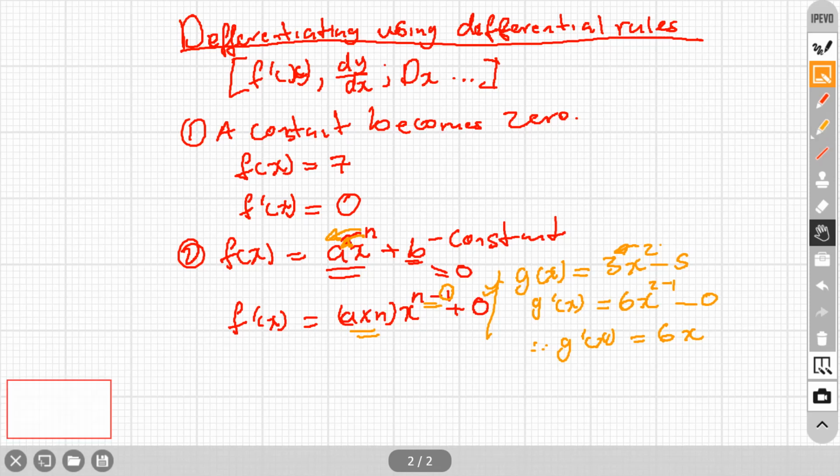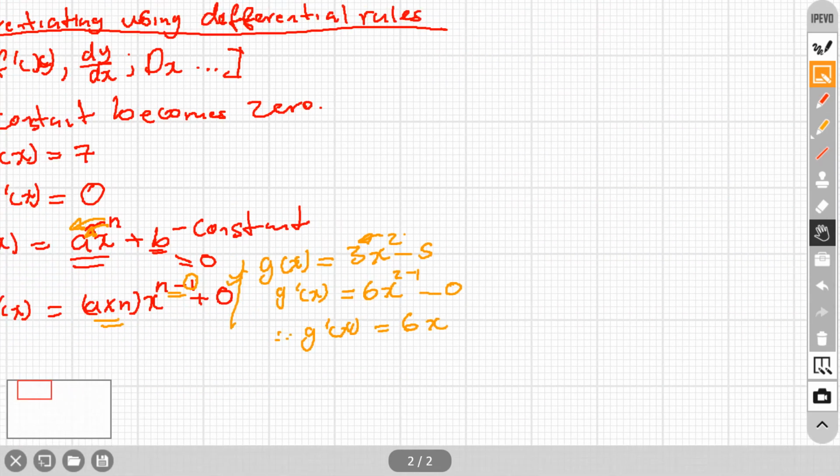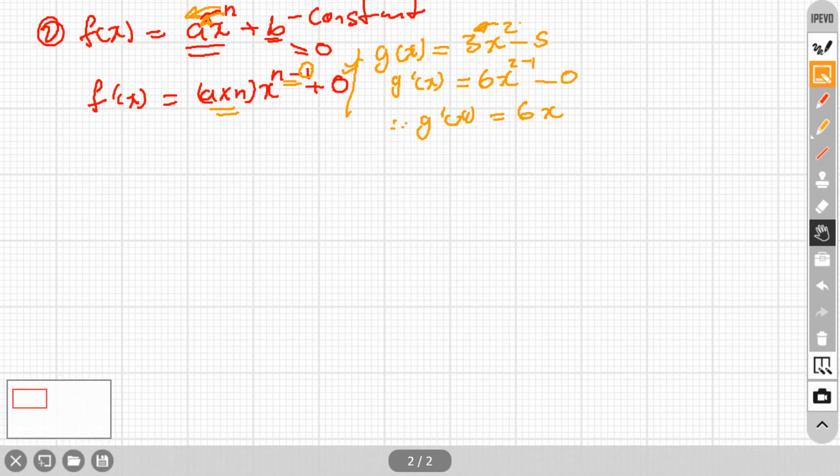Rule number 3. Just to recap: number 1, a constant becomes 0. Number 2, when differentiating an exponent, you first multiply the power by the coefficient. Then after that, you subtract 1 from the power to get the first derivative of f or d/dx or whatever you have. Number 3, this one is very, very, very important.